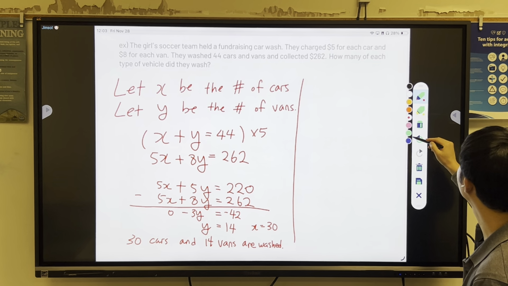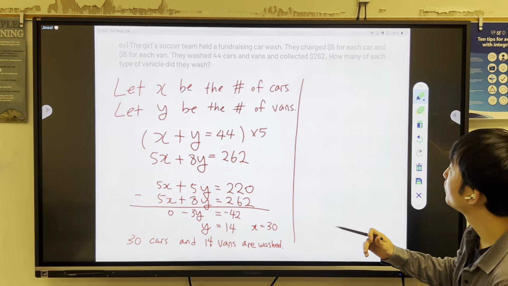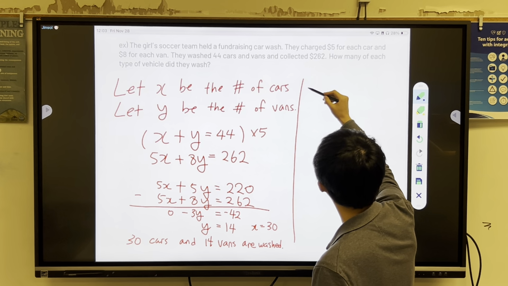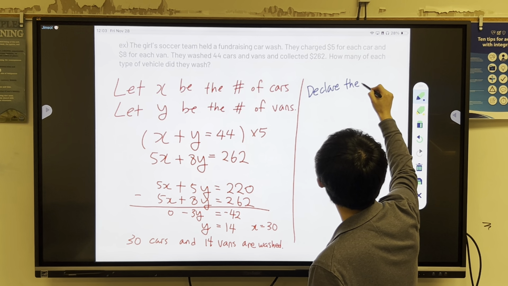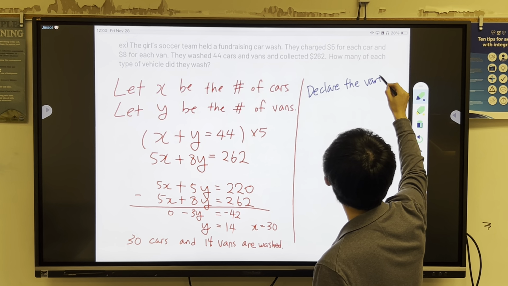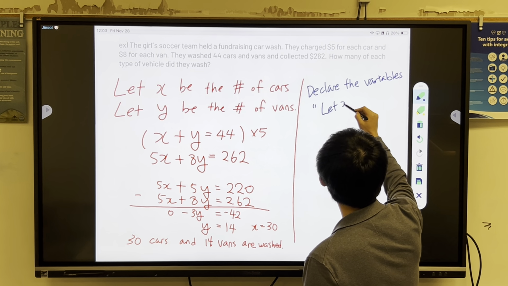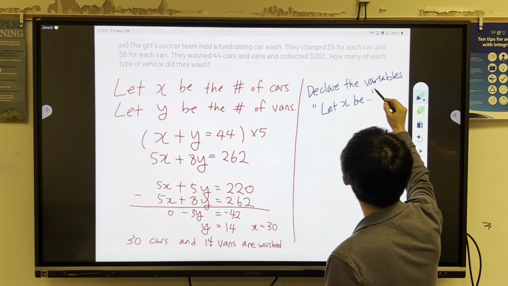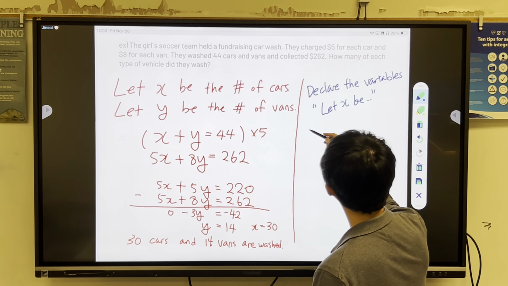Time to do the annotation. First up is always the same: we declare the variables. Once again, we're using the statements let x be and let y be. And then I set up the equations.